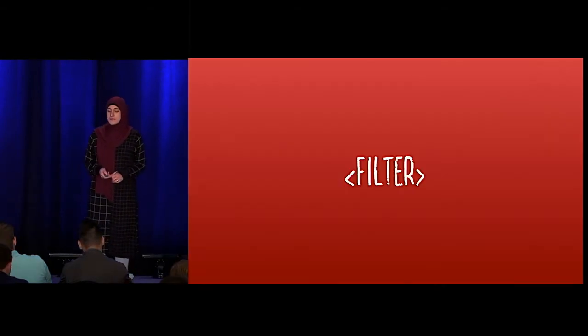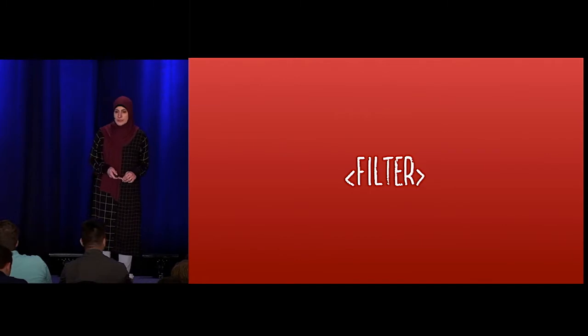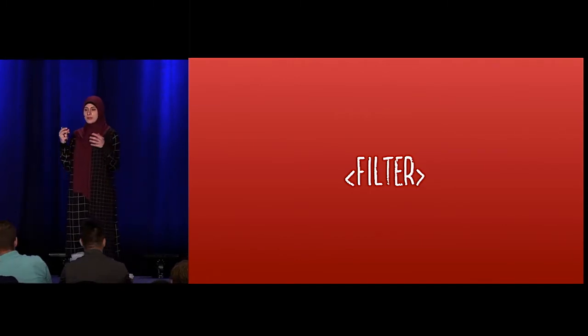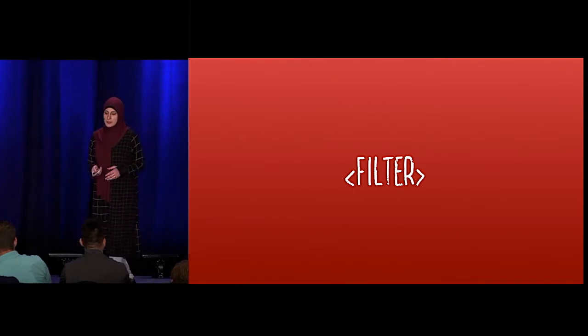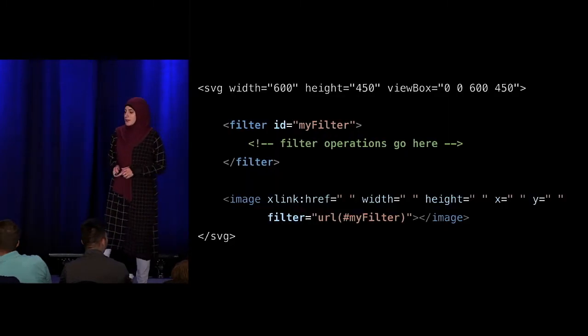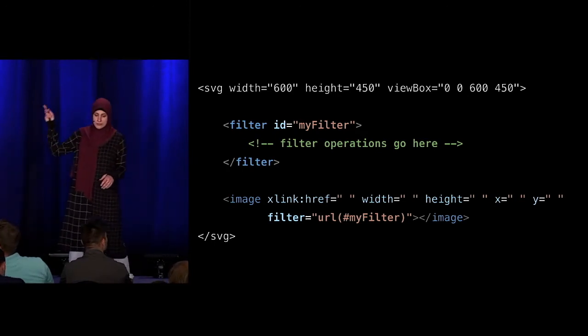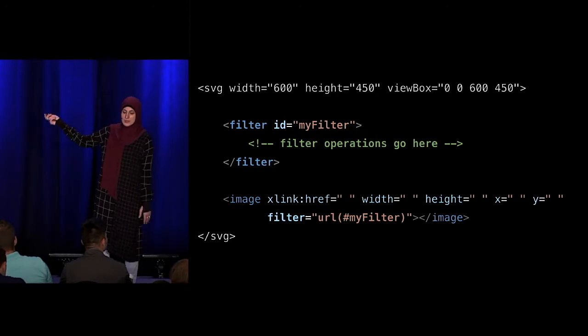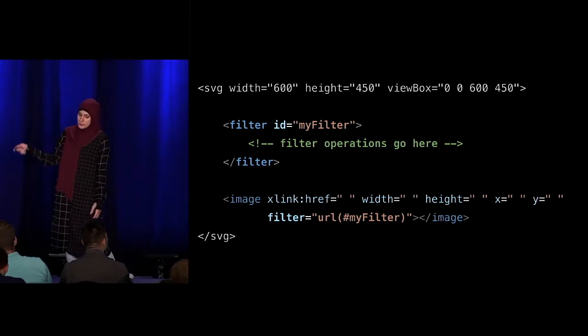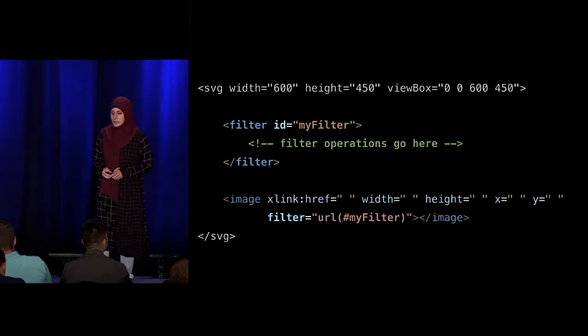Now, filters in SVG are created using the conveniently named filter element. Almost everything in SVG is conveniently named, so you can tell what the element is or does just from its name. Filter elements are never rendered directly. Their only usage is something that can be referenced using the filter property. So we have a filter element that would contain something inside of it, and then using the filter attribute on the image, we're applying that filter to that image.